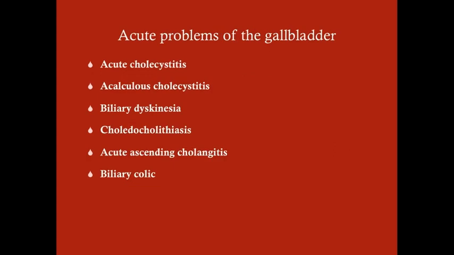So acute problems of the gallbladder include the most common one, which is acute cholecystitis, acalculous cholecystitis, which you tend to see in the ICU because it tends to happen in sick patients, biliary dyskinesia, choledocholithiasis, acute ascending cholangitis, and biliary colic.